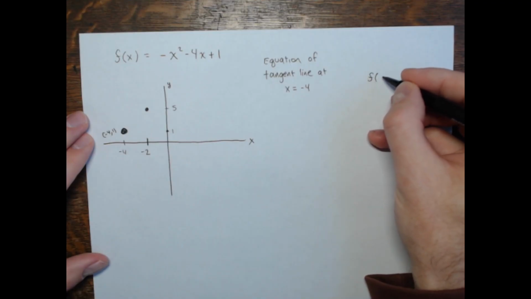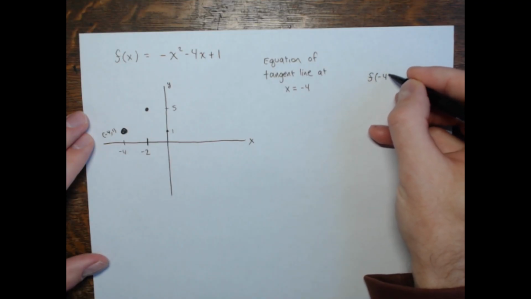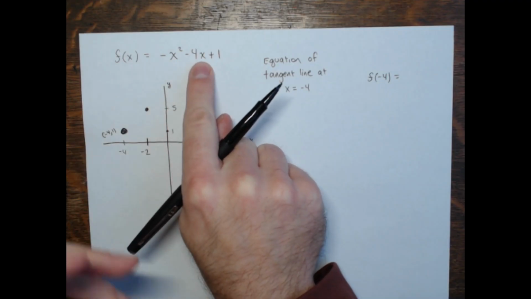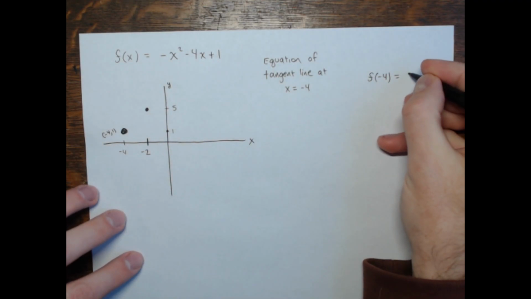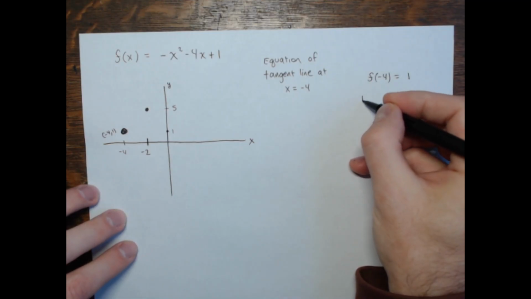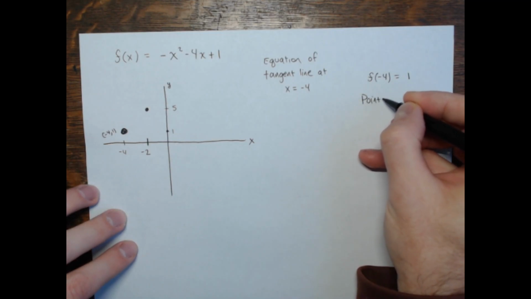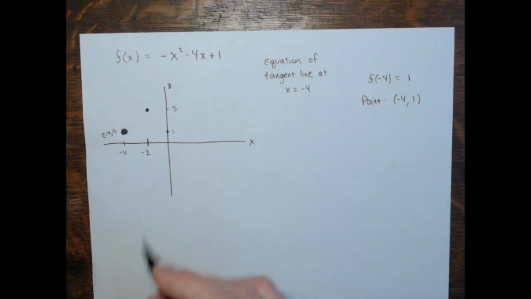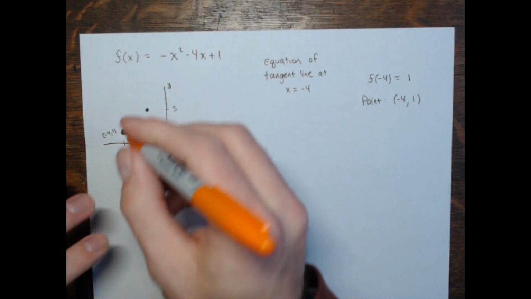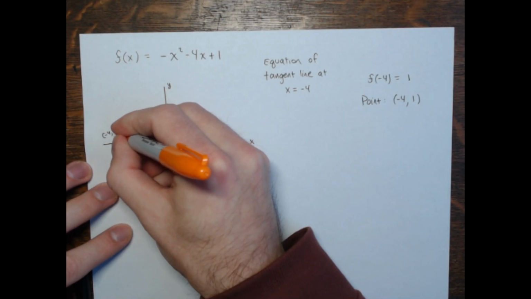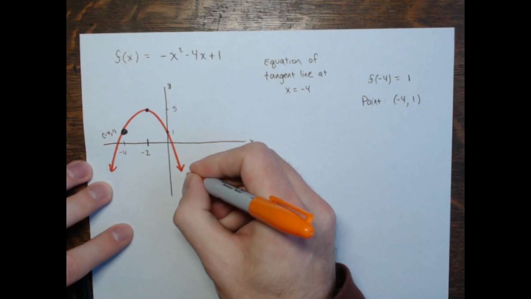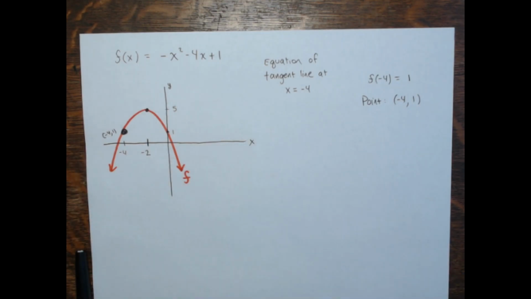So here's my point. The point that I'm at. f of negative 4, right, the opposite of 16, negative 16, plus 16 is 0, and then plus 1 is 1. Right? So we have a point, again, negative 4, 1 on our curve. Right? So here's the curve, the rest of the curve. The parabola would look something like this, opening down. Okay, so there's the graph of f.